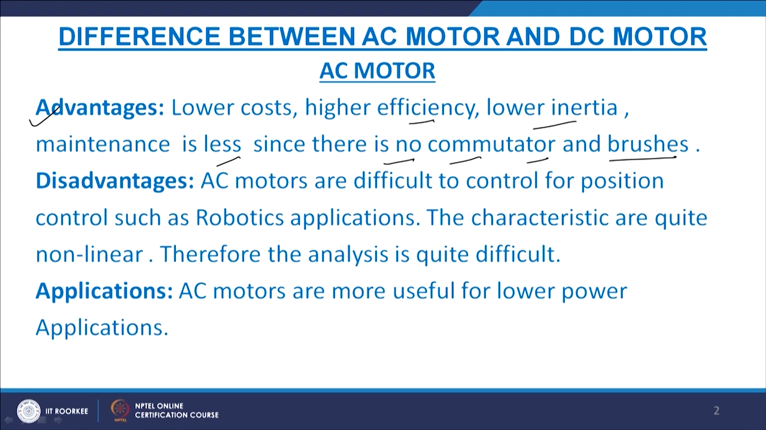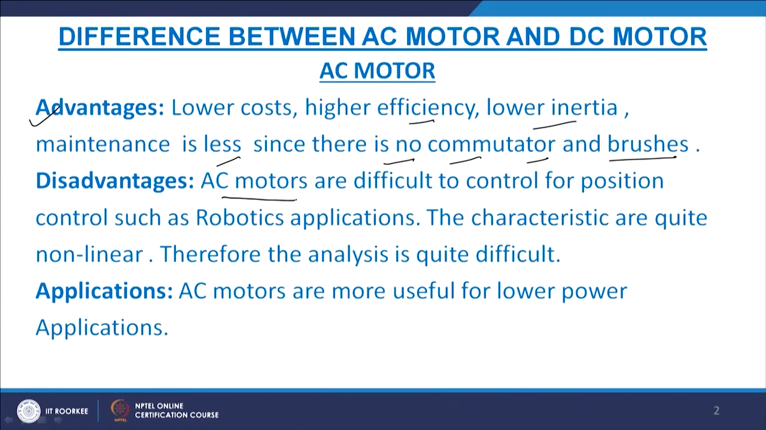These are some advantages of AC motor, but there are some disadvantages, because finally what is the result? We require output. We will find that the output obtained by AC is difficult to control. And the characteristics, particularly the torque speed characteristics, are somewhat non-linear. Therefore, from the analysis point of view, the AC motor is not better in comparison to DC motor. So what are the disadvantages? AC motors are difficult to control for position control, such as robotics applications.